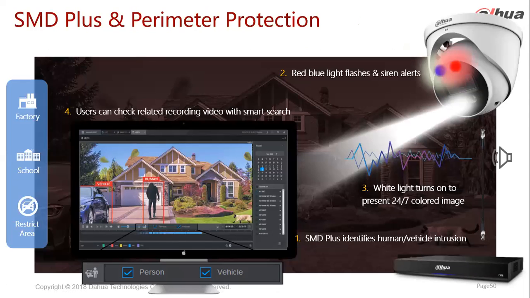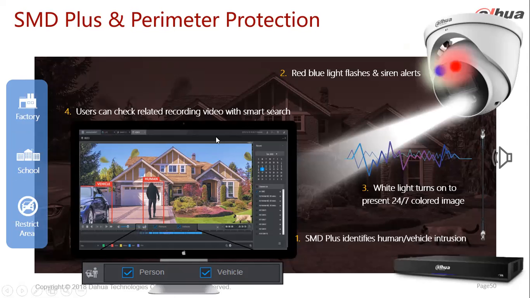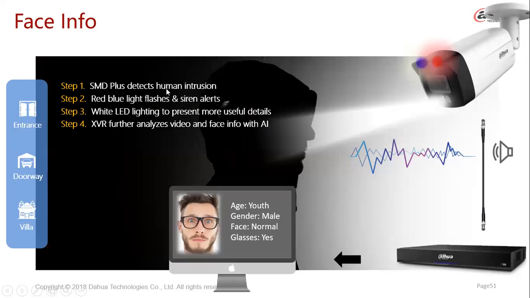So you can see that it flashes like that. Face information. I think these are just some of the information from the active deterrent series, where you can even get the face metadata. We talked about face metadata and what it entails.